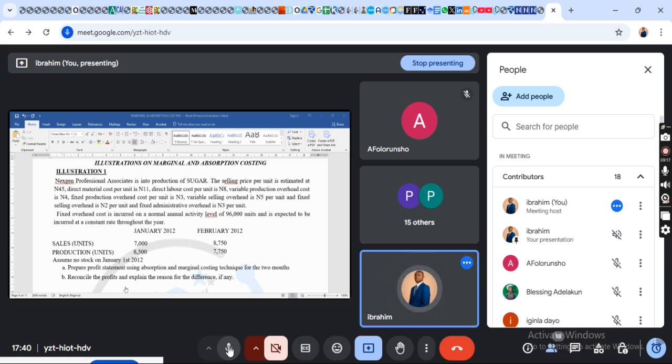Okay, now with that format, can you solve the absorption costing now? Can you do it, class? Should we use that as your assignment? You should solve the absorption costing of the Next Gen Professional Associate question. Hello, should it be your assignment? Yes, sir. Okay. I believe the format is self-explanatory, so I believe you can do it. So your assignment now, this is it.